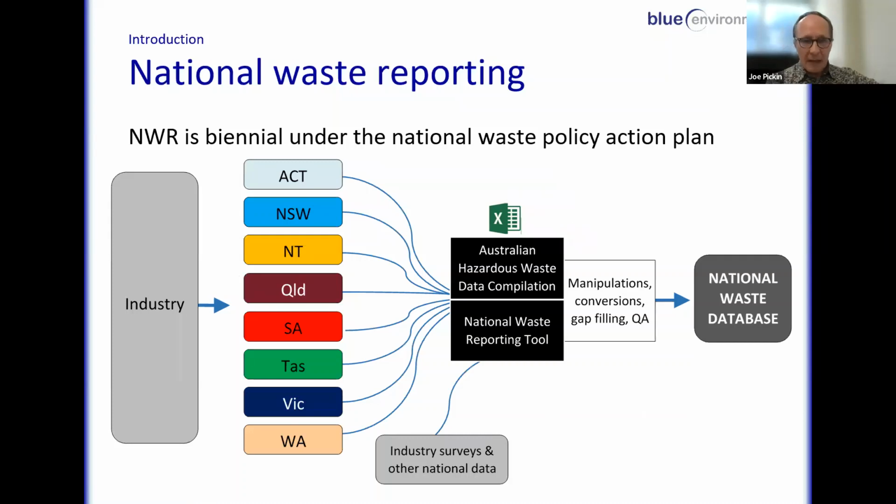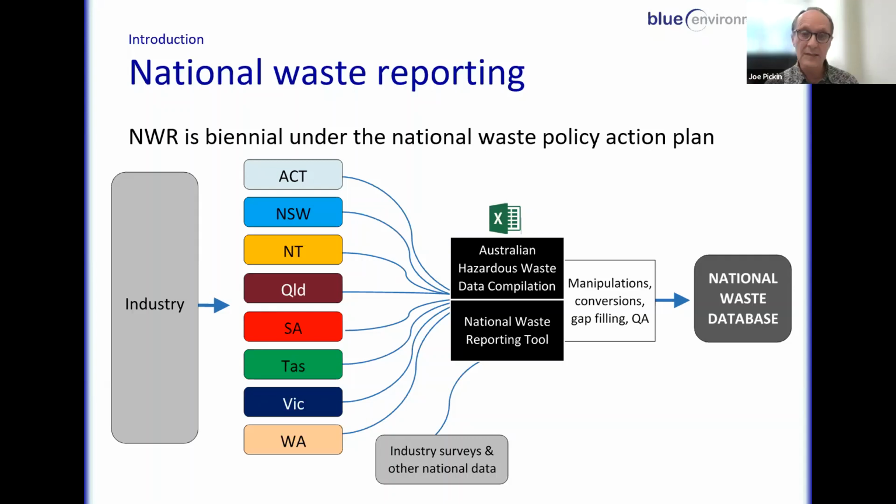So this is a bit of a flow diagram showing the key things in the headline data set that we use in the National Waste Report. Of course, it comes in the end from industry, but we collect the data mainly from the states and territories. Each one is a little bit different in what they report and how they report it. So there's a bit of smushing it into a coherent story that needs to go on, various manipulations, conversions, gap filling, etc. And there's two different tools we use for that, one for hazardous waste and one for non-hazardous waste. And when they converge, they go into the National Waste Database.